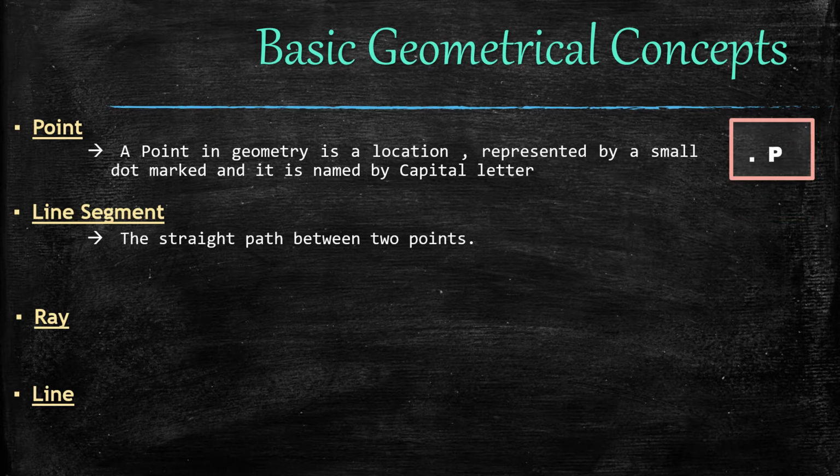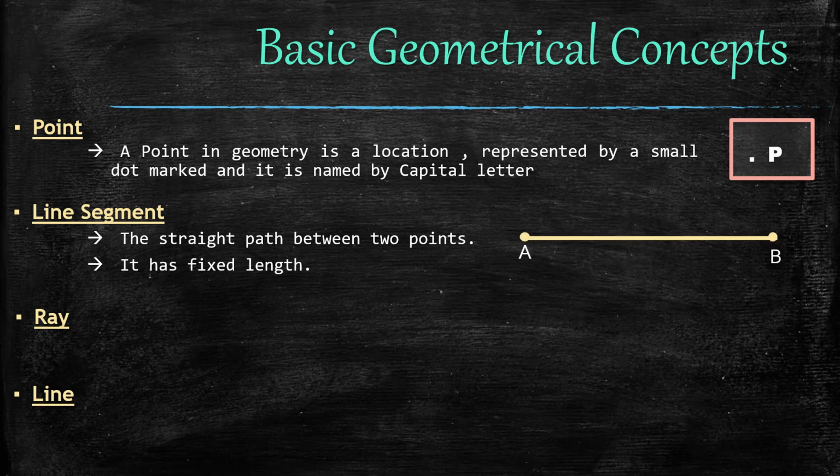Line segment: the straight path between two points, and it has a fixed length. So here is a line segment AB, and it is denoted as AB bar.